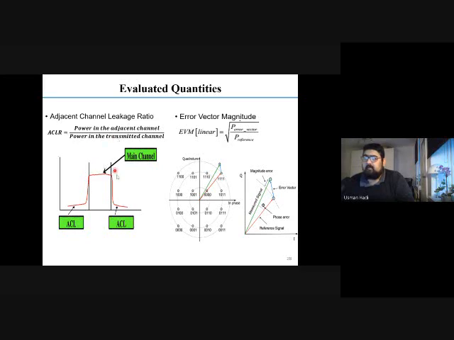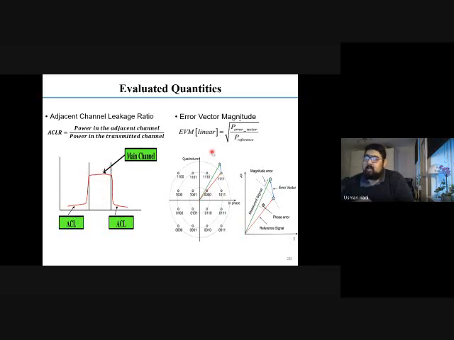So generally, when you have the main channel, you have the adjacent channels, and because of the IMDs and distortions, the channels that are adjacent to each other create distortion terms. And what you do is measure these distortions by a quantity called ACLR, which is the ratio of the power in the adjacent channel to the power in the transmitted channel. So these are the adjacent channels, and this is the transmitted main channel.